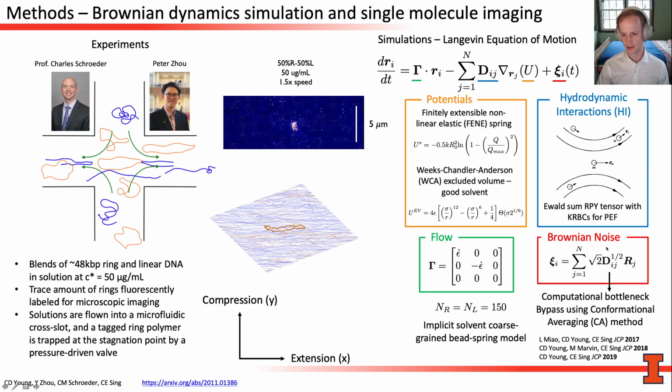And then the final ingredient here is the Brownian noise, or the thermal fluctuations. I won't go too much into the details of how we calculate this. I'll just mention that we are using an iterative conformational averaging method that we've developed in the SING group over the last few years to significantly speed up this calculation, which is normally the bottleneck in BD simulations. That allows us to reach the relevant time and length scale seen in the experiment. If you're interested in more details on how that's done, I would refer you to these papers.